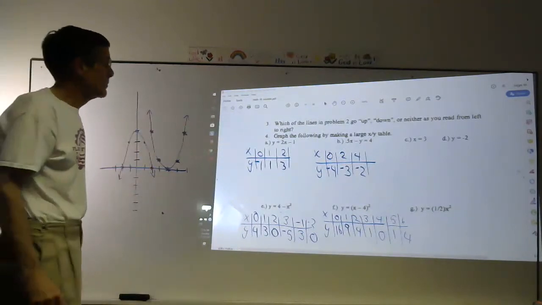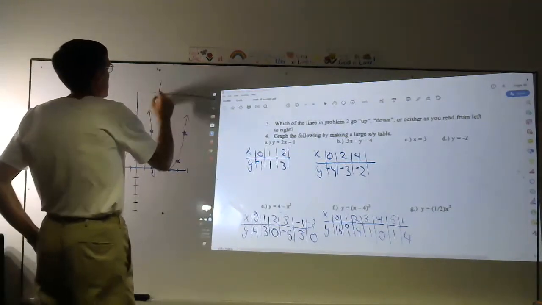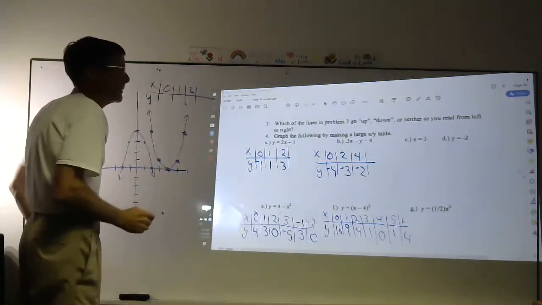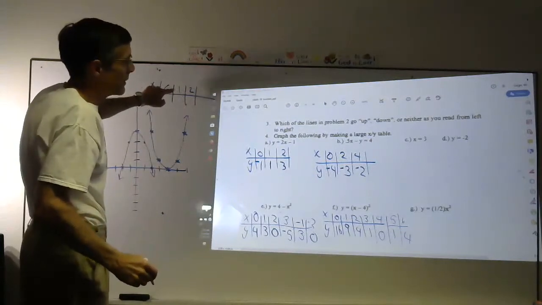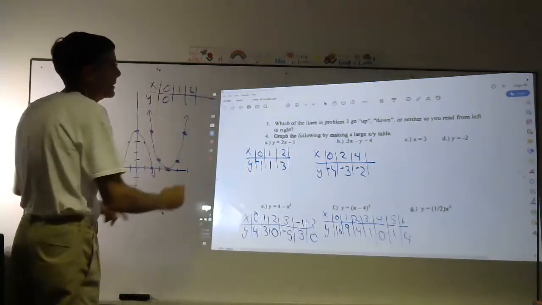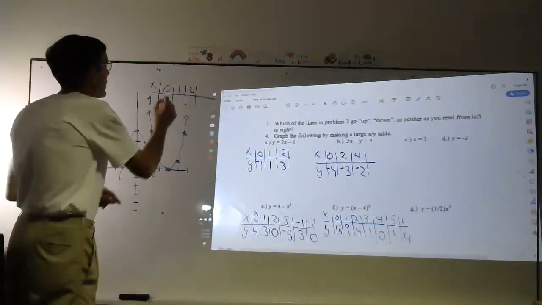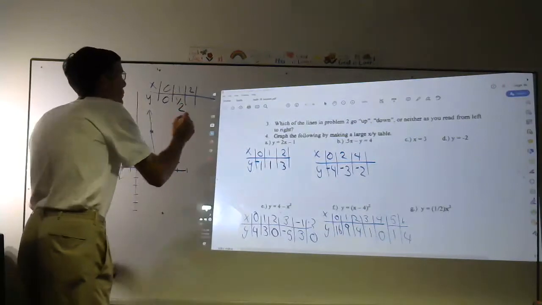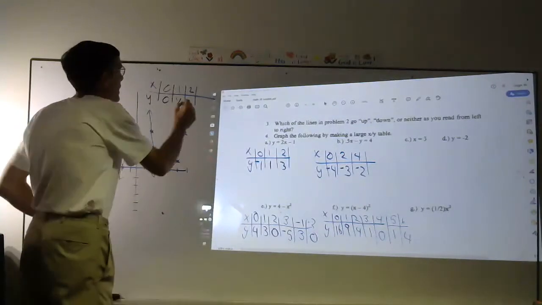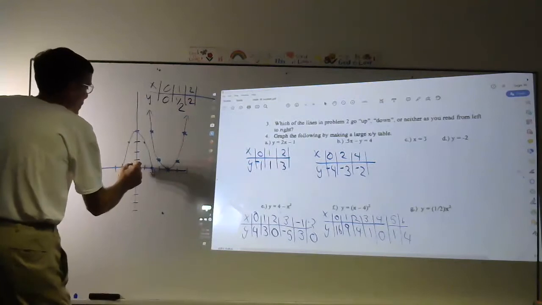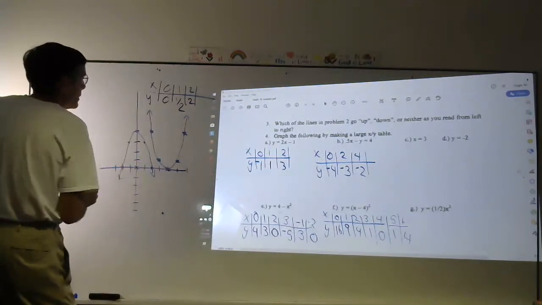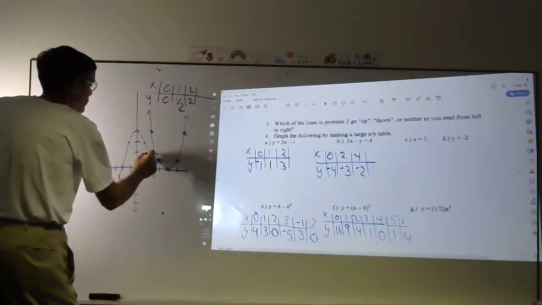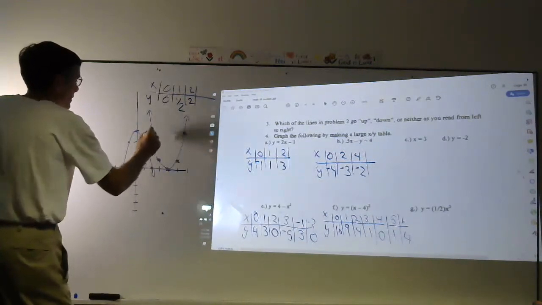Okay, how about the last one? 1/2 x squared. Let's make a chart. 0, 1, and 2. First we square it. 0 times 1/2 is 0. 1 squared is 1 times 1/2 is 1/2. 2 squared is 4 times 1/2 is 2. 0 goes to 0. 1 goes to just 1/2. And 2 goes to 2. Can you see it curling?